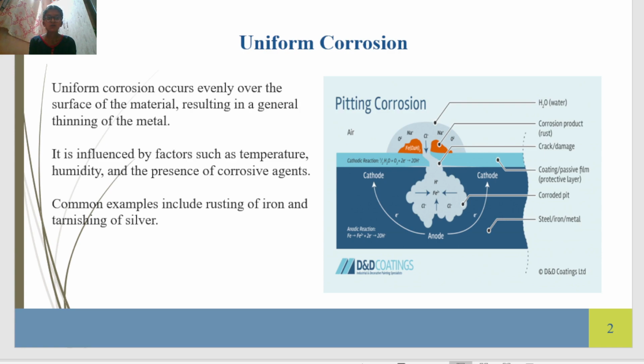Next we have types of corrosion. The first one is uniform corrosion. As the name itself tells us, the corrosion happens evenly over the surface of the material, resulting in thinning of the material, which is also influenced by factors such as temperature, humidity, and the presence of corrosive agents. Common examples are rusting of iron and tarnishing of silver.